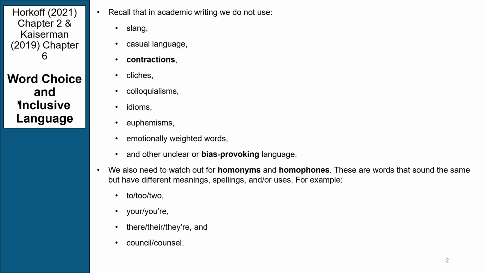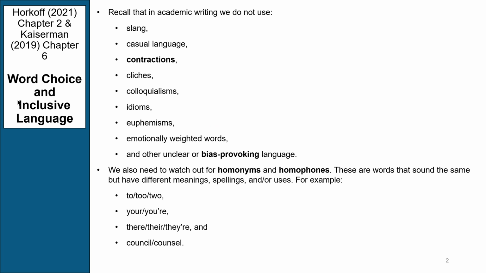So as a throwback to Module 2, recall that we don't use a lot of language in academic writing that does not mean what it literally says. So we're avoiding use of slang, contractions, cliches, colloquialisms, idioms, euphemisms, personification, and anything else that could be considered unclear or provoking bias. You also need to watch out for any words that might be homonyms or homophones.